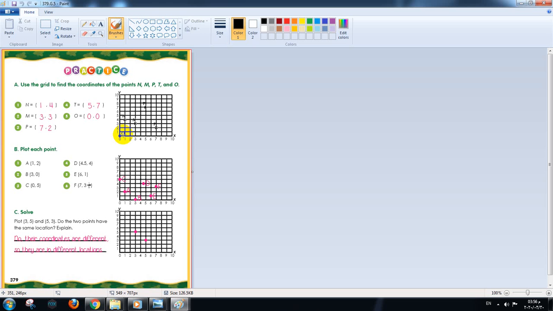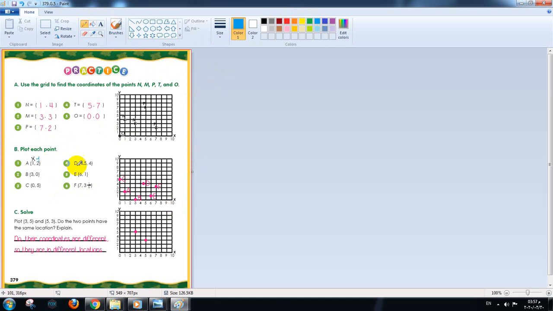Exercise number B, plot each point. We will do the converse of the last operation. We will plot each point on the grid. Number 1, the point A, 1 and 2. You know 1 and 2 means 1 from the x-axis and 2 from the y-axis.